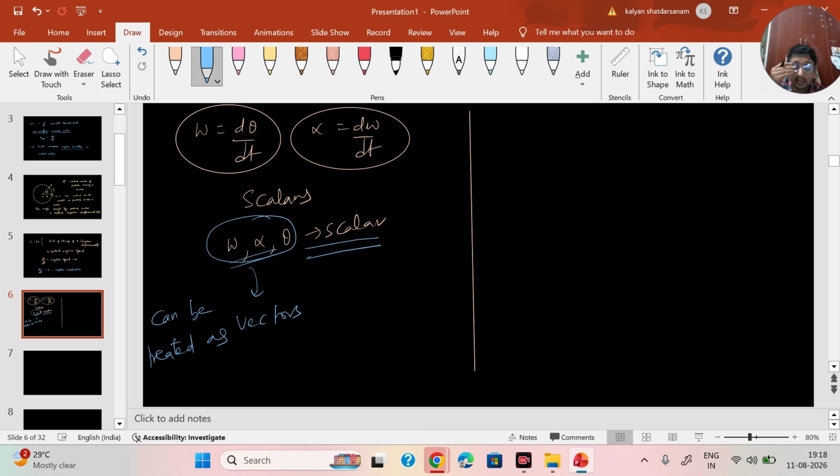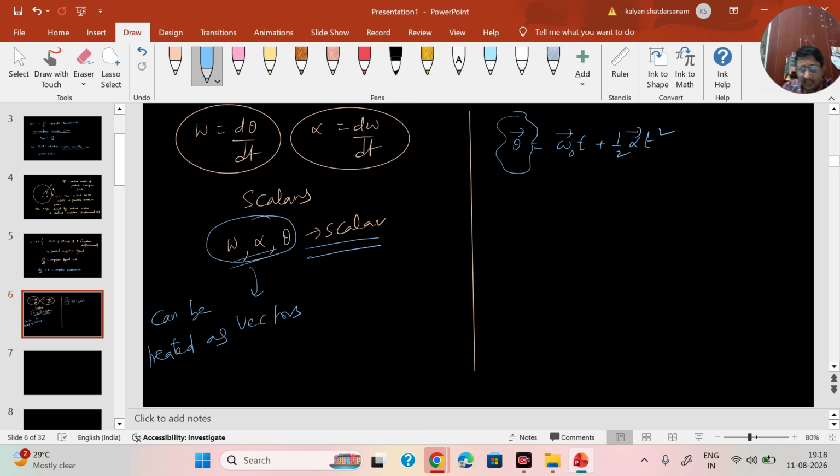Theta cannot be a vector. I see some people writing theta equal to omega naught t plus half alpha t square for constant alpha, just like for constant acceleration you have s equal to ut plus half at square. Some people write this, this is fine. The problem is they keep an arrow like this. No, this is where I have serious objection. This cannot be a vector.